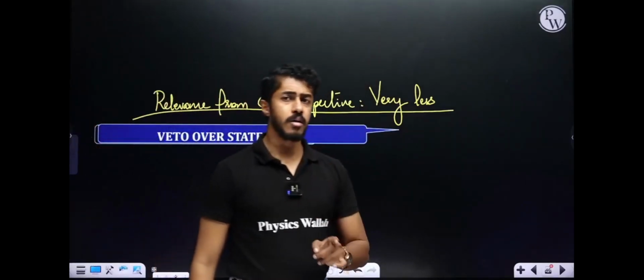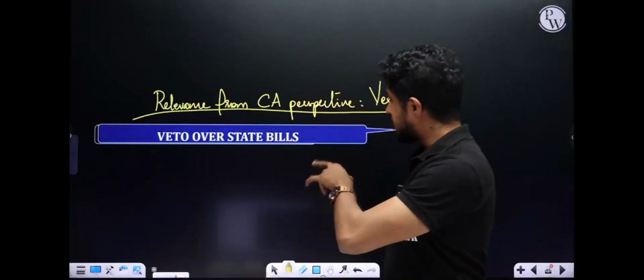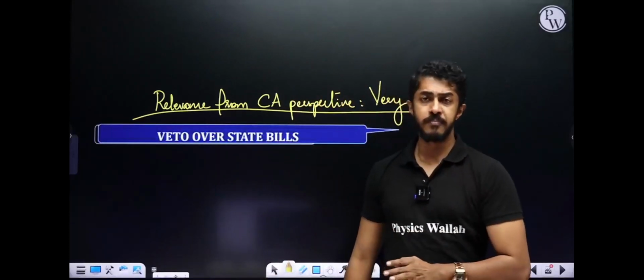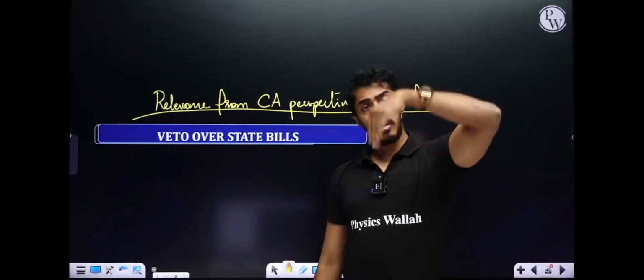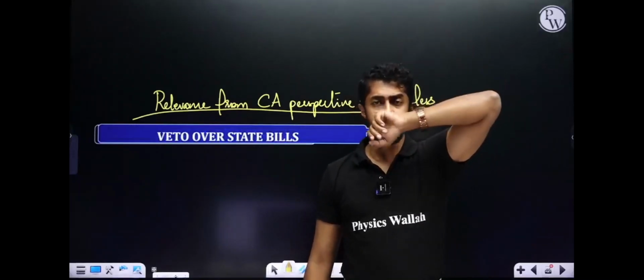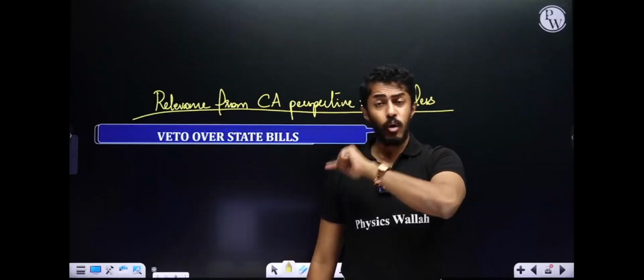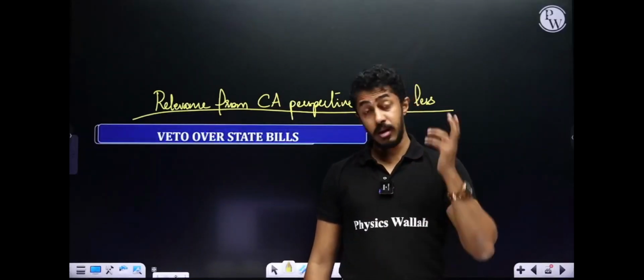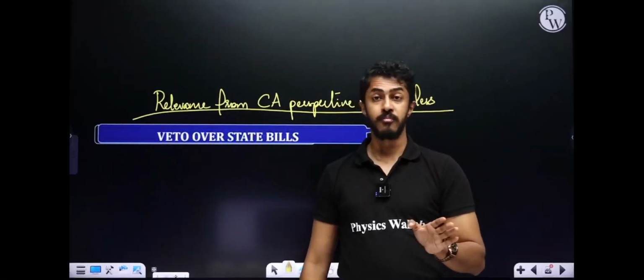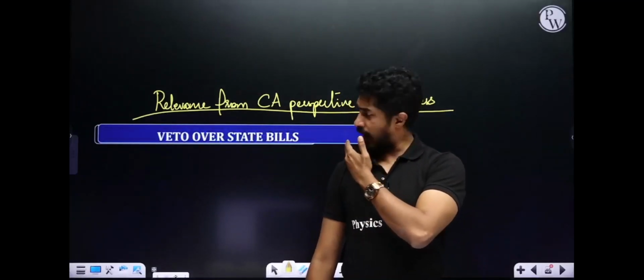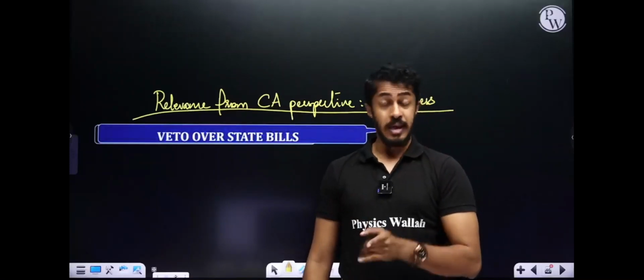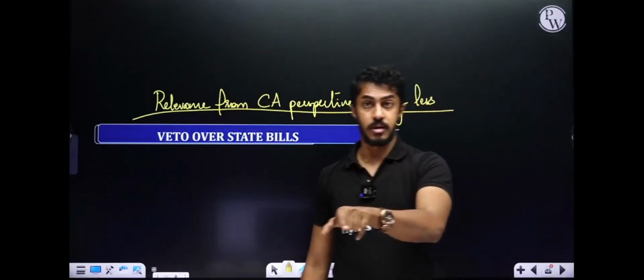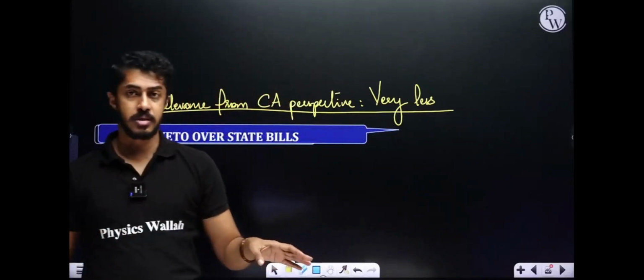Earlier, a lot of controversies used to be there with regard to the state bills. Governor will keep a bill for the consideration of the president. Then how the president deals with these bills. Earlier, it used to be a huge issue. Nowadays, we hardly hear about this thing. Governor chief minister issue is there. That is a favorite topic of UPSC.